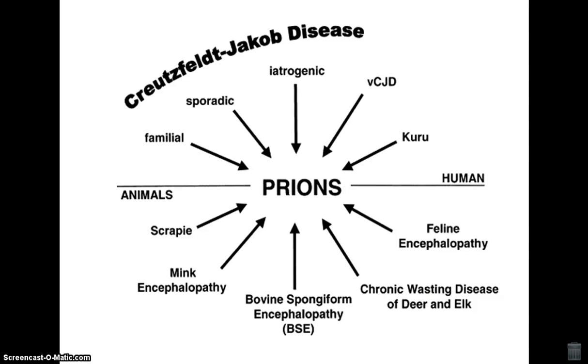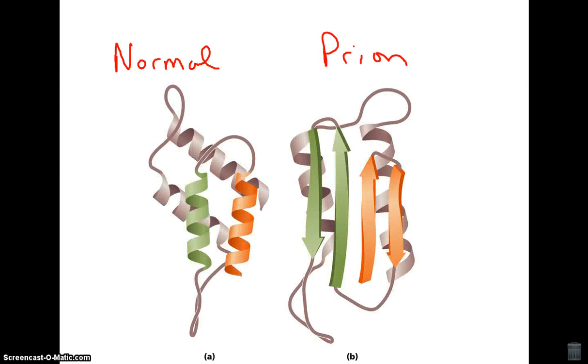And here's an example for humans, Creutzfeldt-Jakob disease, and in animals, bovine spongiform encephalopathy, BSE, which you probably know as mad cow disease, chronic wasting disease, which is in New York State, and they're monitoring it for the Vermont deer population, as well as scrapie. So these are some diseases you may have heard of that were caused by prions.